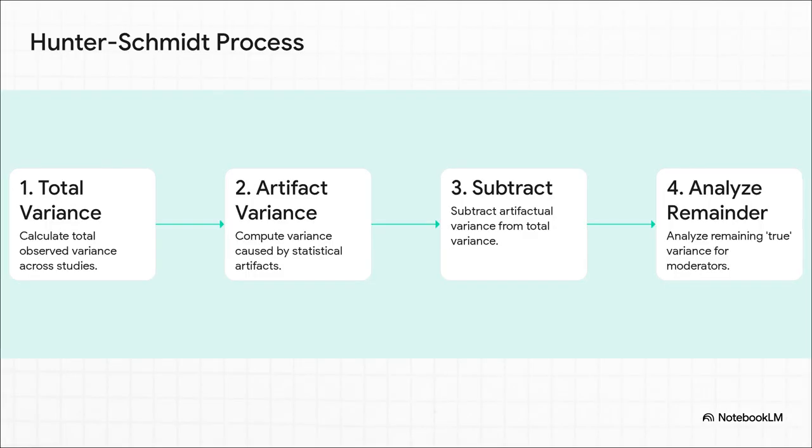So, the Schmidt method, it's kind of like being a detective. First, it figures out all the variation across the studies. Then, it carefully identifies and subtracts all the variation caused by statistical noise, things like using an unreliable ruler to measure something, and only what's left over, the true variance, gets analyzed. It's all about getting closer to the real story.